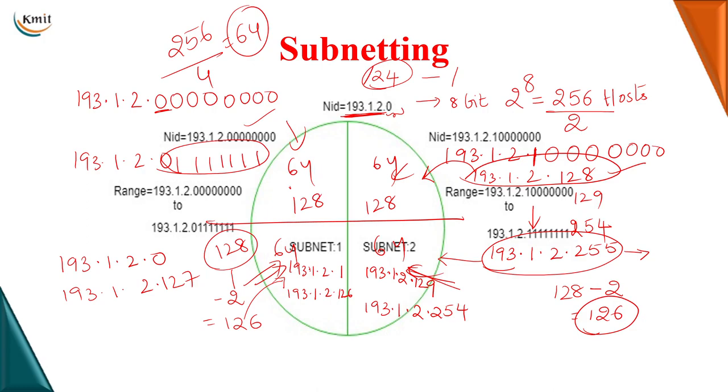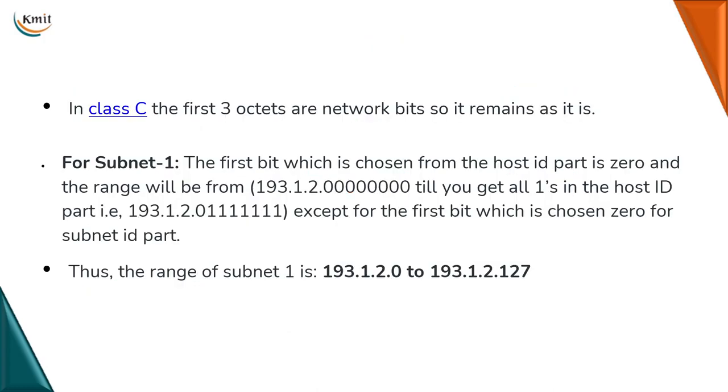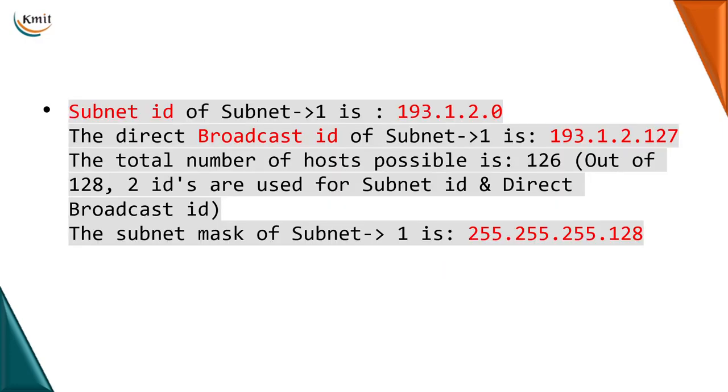in each subnet. Okay. So this is what I have been telling you, that the subnet range in the first network was from 2.0 to 2.127. The first address is taken as subnet ID. The last address is taken as broadcast ID. So we are left with 126 addresses. Okay. And then what is the subnet mask? Yes, what is the subnet mask for subnet 1?